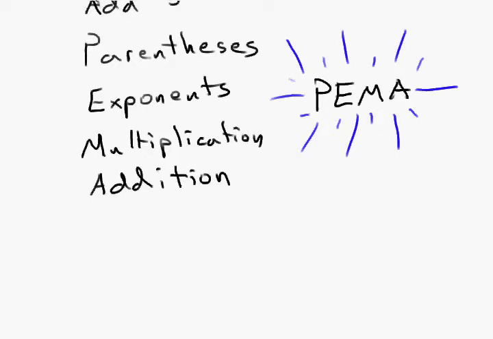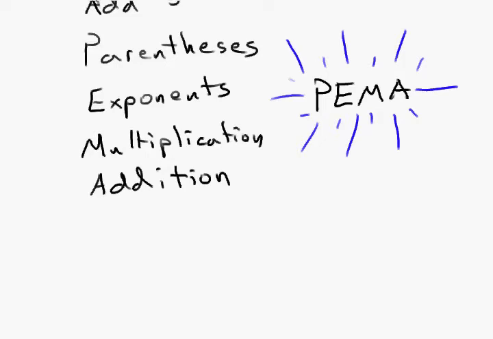Now, some of you may know the old mnemonic, please excuse my dear Aunt Sally. Why PIMA? Why not please excuse my dear Aunt Sally? Well, the reason is that please excuse my dear Aunt Sally has dear and Sally in it. Division, subtraction. And one of the things that I really want to get across is that multiplication and division are the same thing. Addition, subtraction, the same thing. We don't treat one any differently than the other. We don't need to.